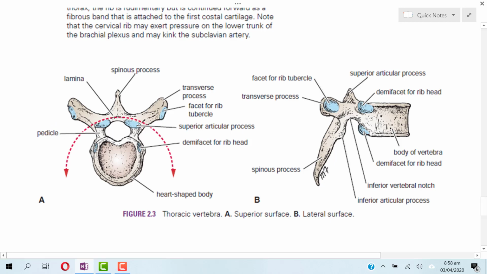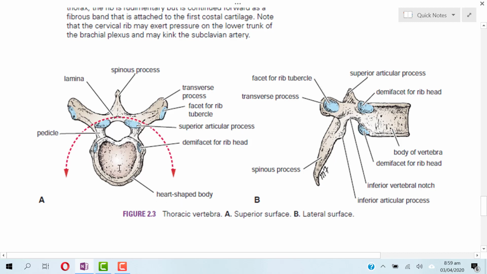Okay, see here, number 1 feature is the body. The body is heart-shaped. How will you remember the heart-shaped body in the thoracic region? You know that the heart is present in the thorax, so heart-shaped body. If the kidney is present in the lumbar region, so the lumbar vertebra has a body which is kidney-shaped, that is reniform. But the thorax will have a heart-shaped body. This question will come in your MCQ also, that the body of the thoracic vertebra is dash-shaped, which is heart-shaped.